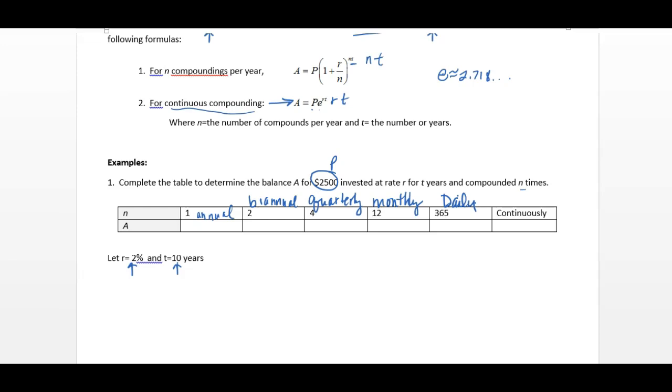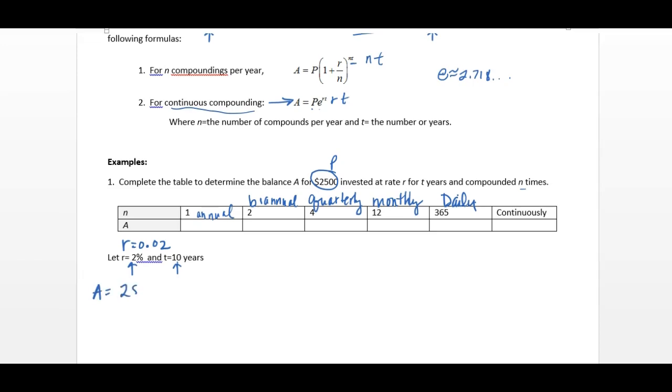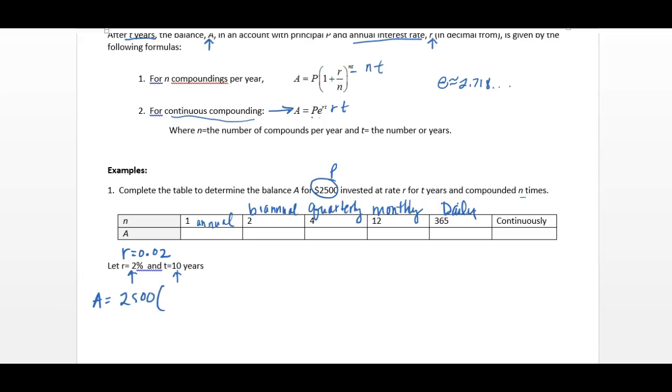All right, so we're going to let R be 0.02, make it a decimal. All right, so the first one, A is equal to P, the 2,500, times 1 plus R, which is 0.02, divided by 1 compounding a year, raised to the n times t power, so to the 10th power. And I'll put that in the calculator, and when I do, I get $3,047.49. Okay, so that's where n is equal to 1.